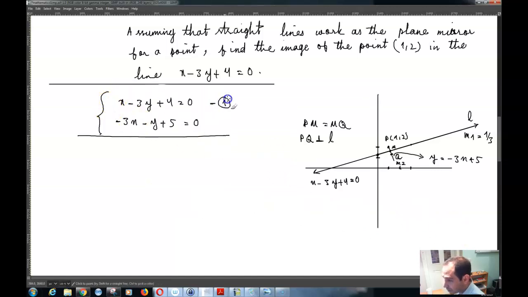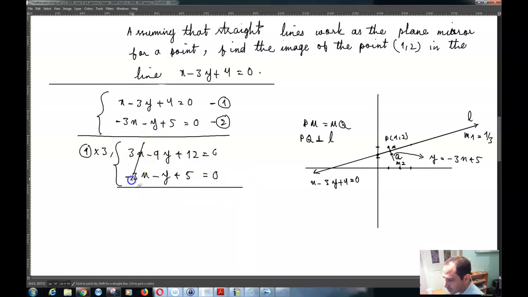I can simply multiply equation 1 by a factor of 3, for example. So 1 times 3, and I will get 3x minus 9y plus 12 is equal to 0, and negative 3x minus y plus 5 is equal to 0. Now if I add these two equations, I will get negative 10y plus 17 is equal to 0.